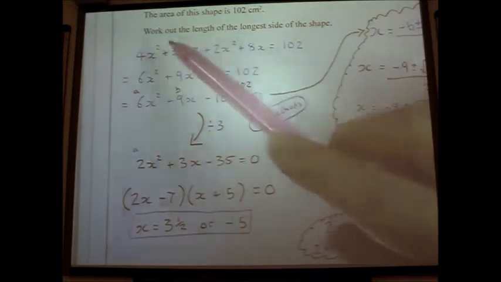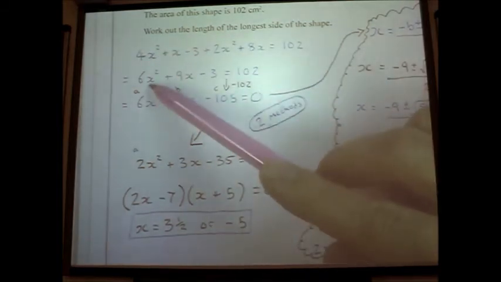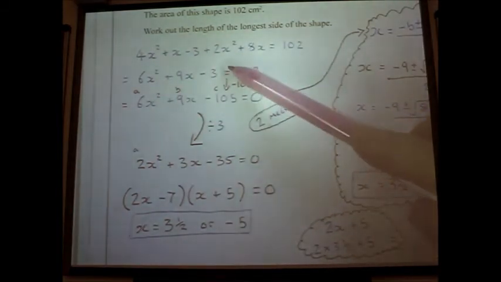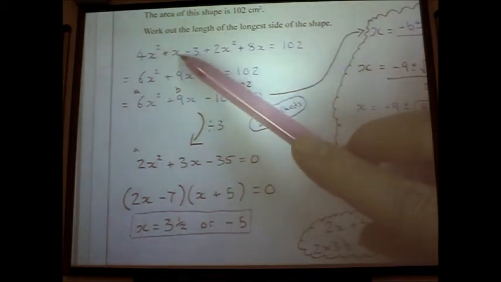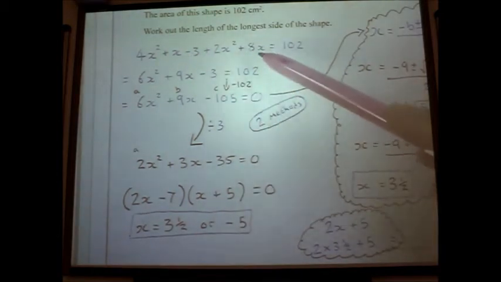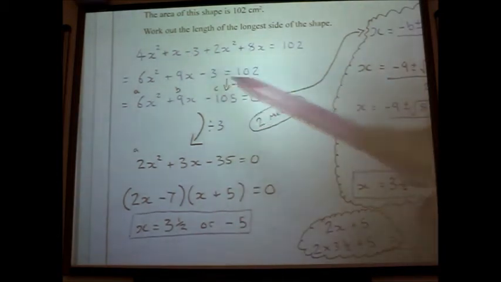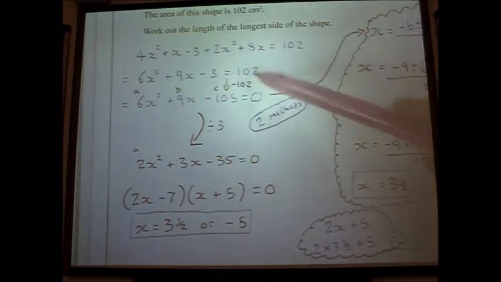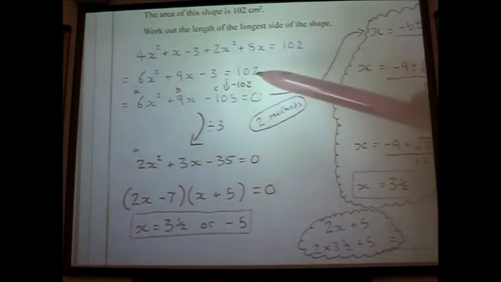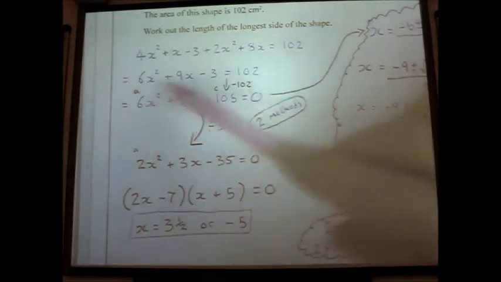So 4x squared and 2x squared is 6x squared, you've got 1x there, and you've got 8x there, so it's 9x, and you've got negative 3 equals 102. You've got to solve this for what x is, so I want it to be equal to 0, so I've taken 102 off both sides, and I get left with this.